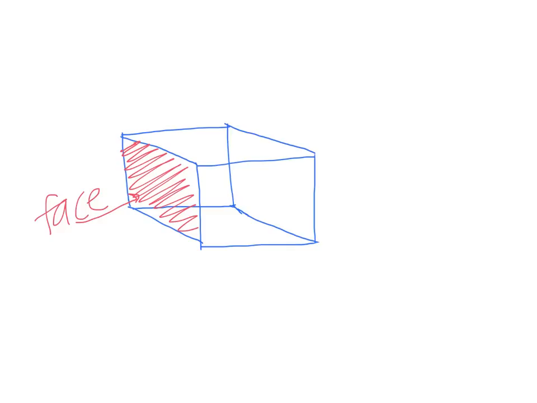An edge is where two faces meet. So right here, this is an example of an edge because it is where the face that I just shaded in, as well as the face in the front, meet. Right here would be another example of an edge because it's where, again, the face that I shaded in and the top face meet. So there are many edges around.